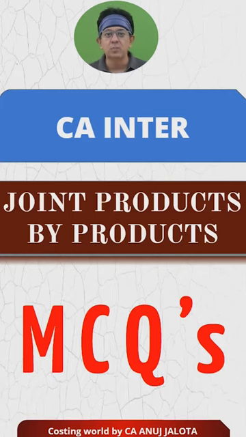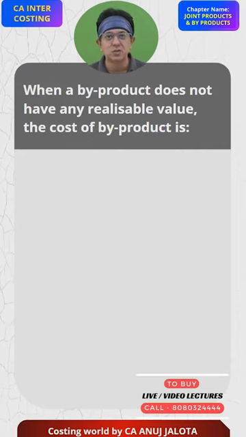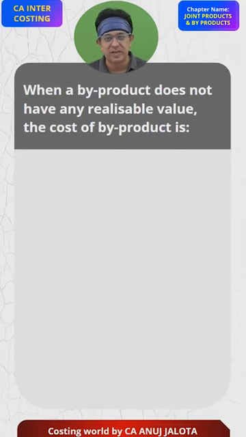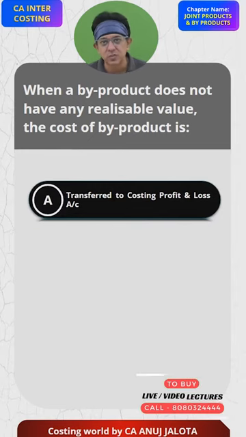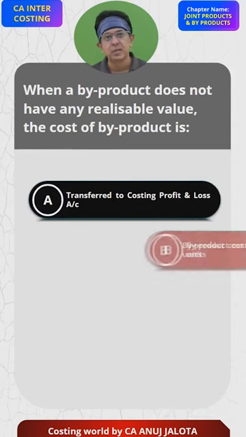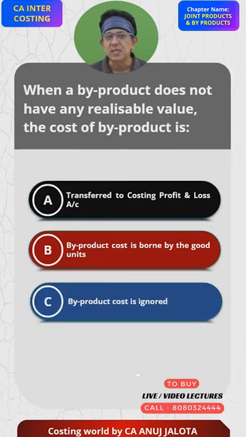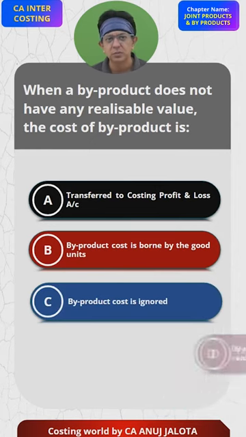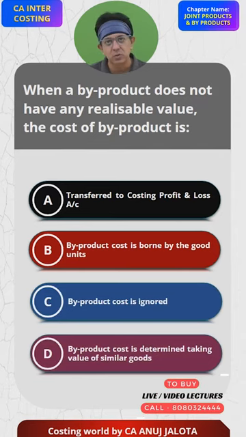CA Inter joint products and byproducts MCQs. When a byproduct does not have any realizable value, A: cost of the byproduct is transferred to the costing P&L account. B: byproduct cost is borne by the good units. C: byproduct cost is ignored. And D: byproduct's cost is determined by taking the value of similar goods.